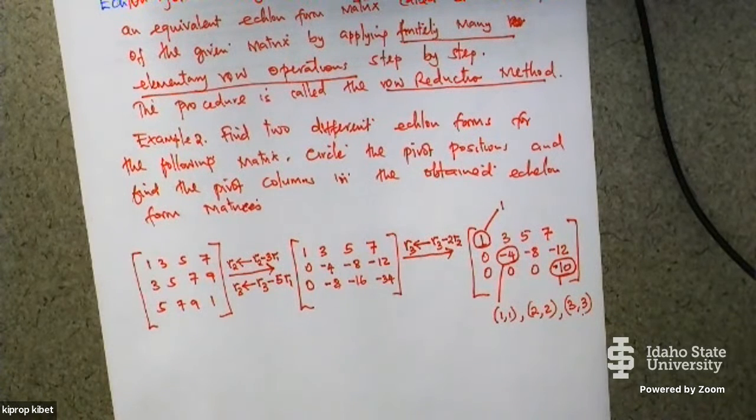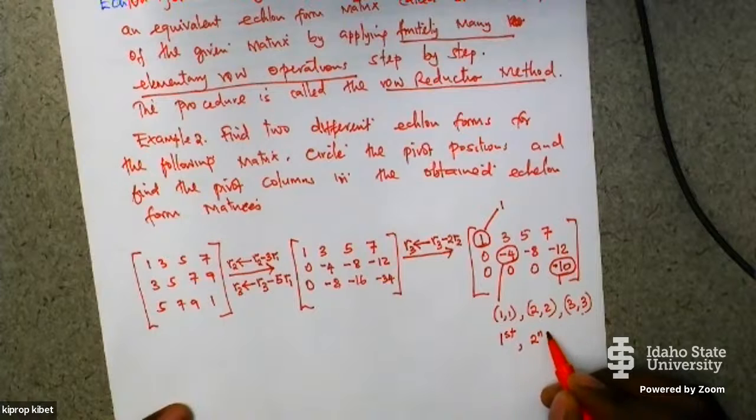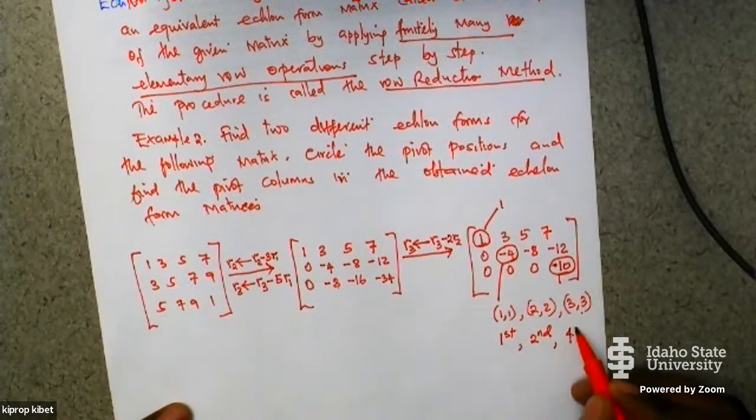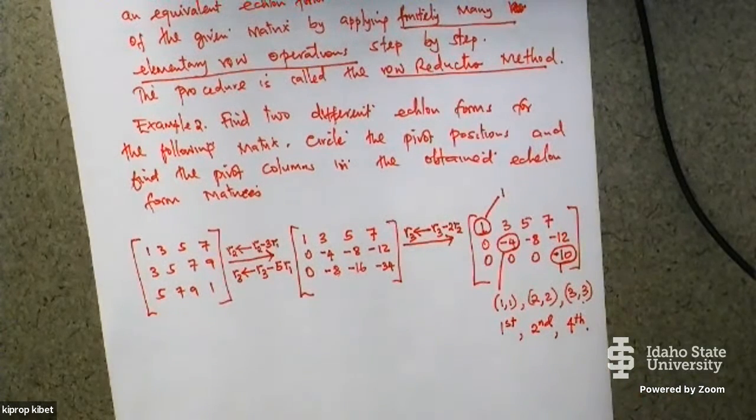So what are the pivot columns here? It is the first, the second, and the fourth.